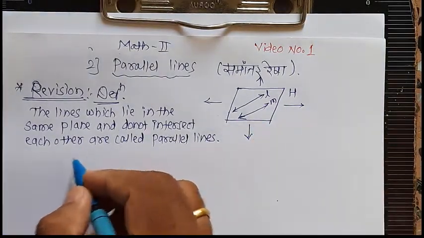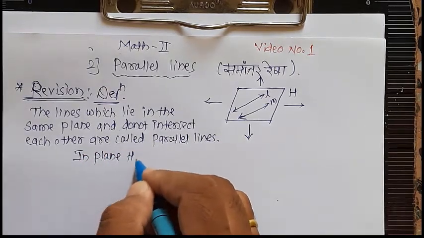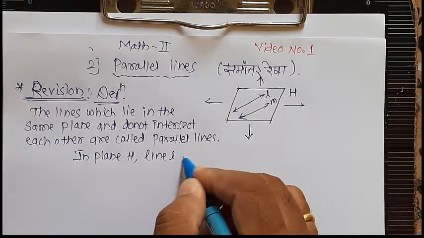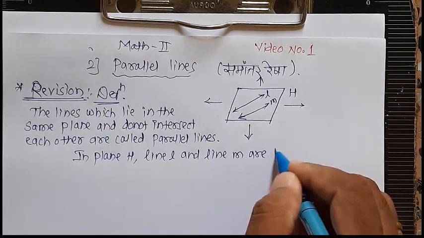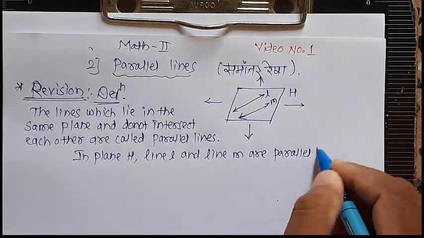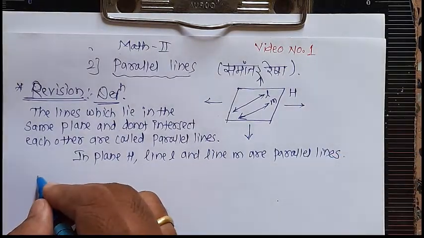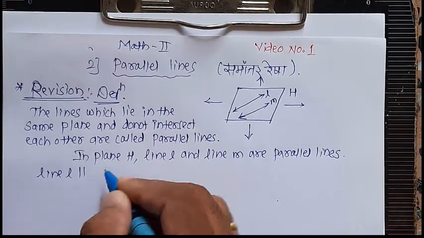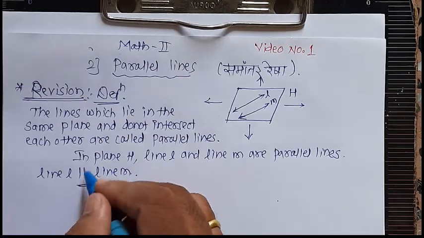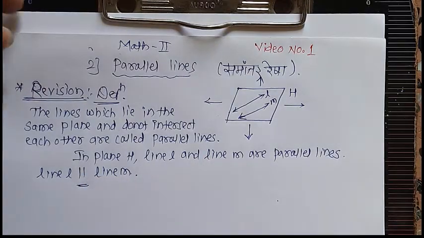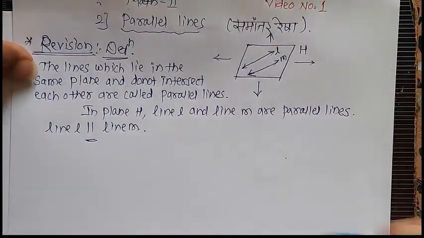So in plane H, line L and line M are parallel lines. Okay, so symbolically we write line L parallel to line M. This is the sign of parallel lines, two vertical lines. So this is about the definition we have to see.